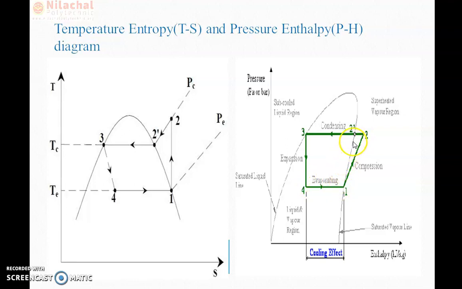So here you remember: P4 is equal to P1, P2 is equal to P3, HF3 is equal to H3 is equal to H4, and S1 is equal to S2. You have to remember it. This will be helpful in the derivation or in solving problems. So here the mechanism of the vapor compression system is completed.